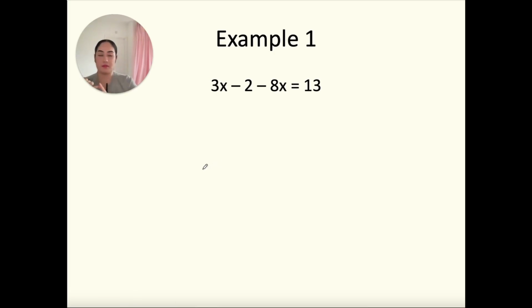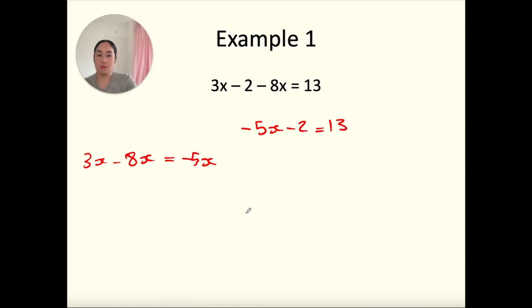So first things first, remember we're going to simplify both sides of the equation. This is as simplified as it gets right now. We have 3x and minus 8x, so be very careful with the signs. 3x minus 8x, so we're subtracting 8x from 3x, leaves us with minus 5x. So when we simplify, we get minus 5x minus 2 is equal to 13.